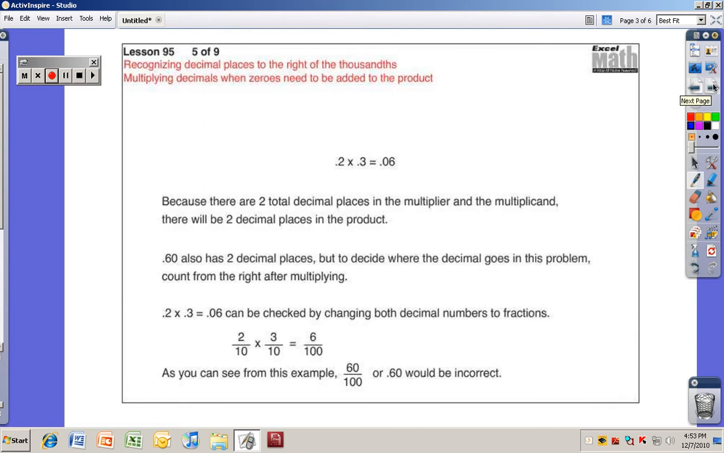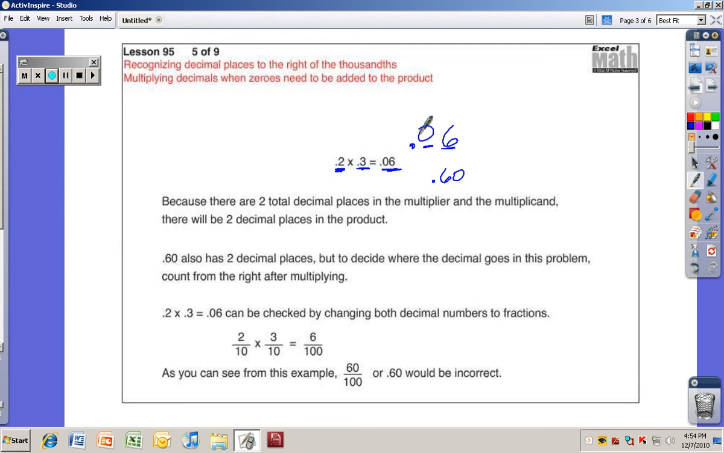Alright, the next part is taking a look at multiplying with a lot of numbers on the right side of the decimal point. Because there are 2 total decimal places in the multiplier and the multiplicand, there will be 2 decimal places in the product. So since we have 1 to the right place here and 1 to the right place there, that makes 2 total in the answer. 0.60 also has 2 decimal places, but to decide where the decimal goes in this problem, count from the right after multiplying. And so, yes, 0.60 also has two spots, but when you write the answer 6, you have to go boom, boom, decimal point, empty placeholder.